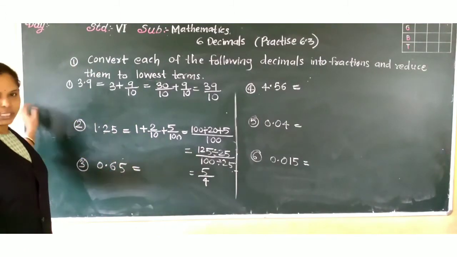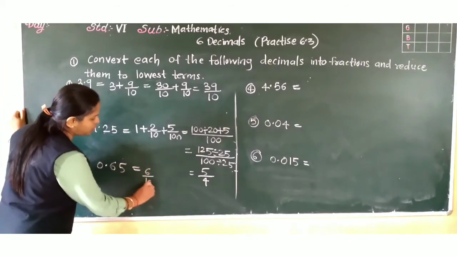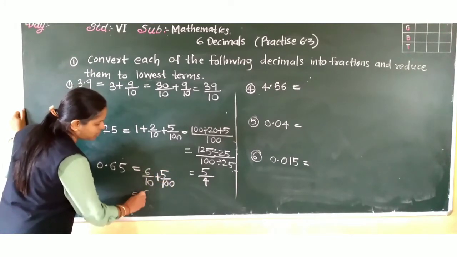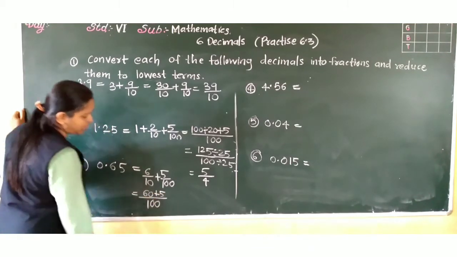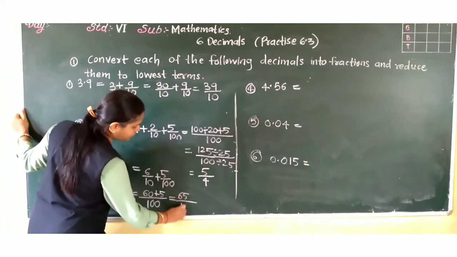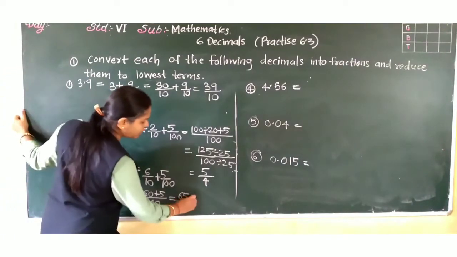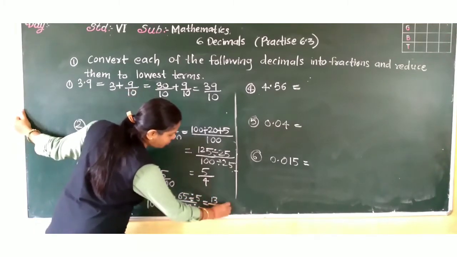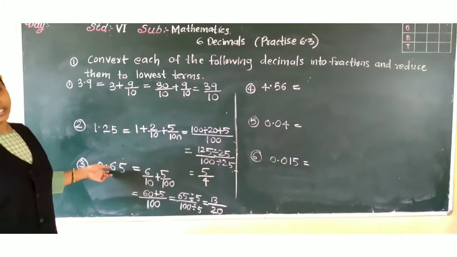Next, 0.65. Now this whole number 0 is there. 6 is at 10th place. 5 is at 100th place. So multiply this by 10 and this by 1. So the denominator is common, that is 100. Now that is 60 plus 5, 65 upon 100. Now what is the HCF of 65 and 100? It is 5. So divide by 5. So 5 ones are 5, 5 threes are 15 and 5 fours are 20. So 13 upon 20 is the reduced form of 0.65.